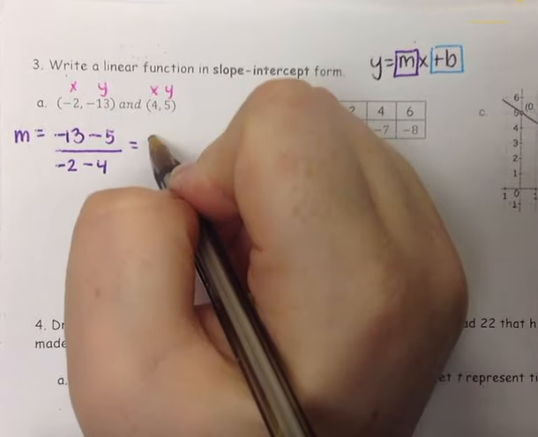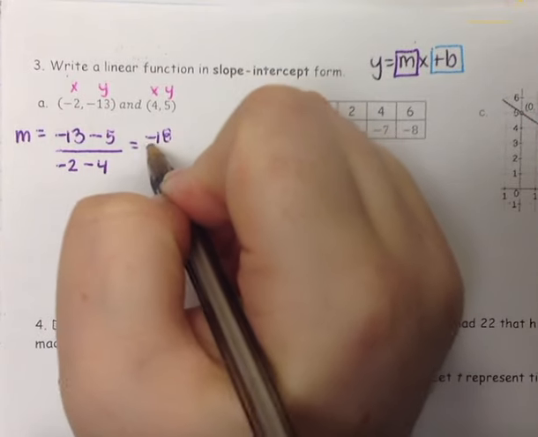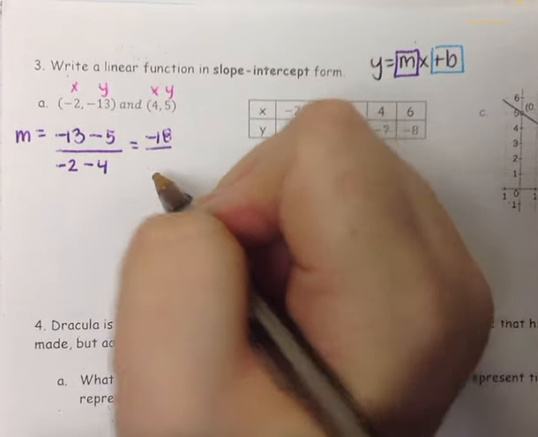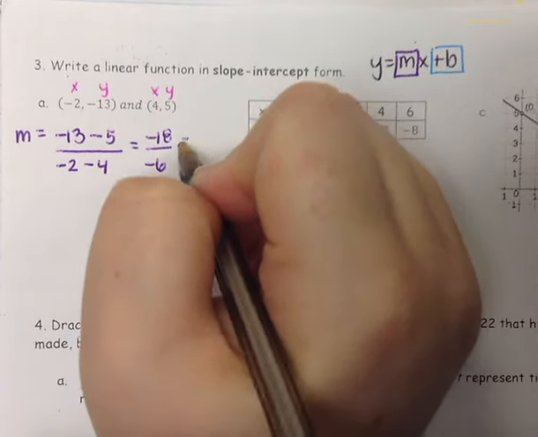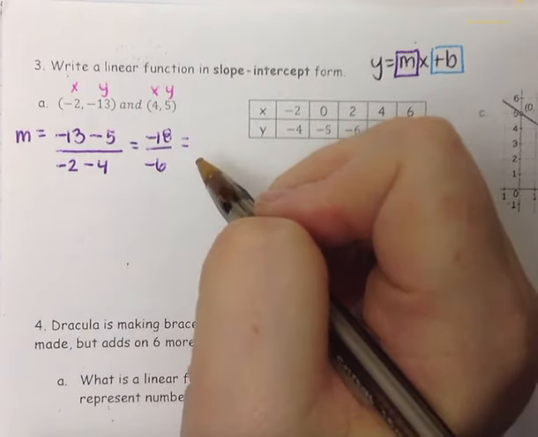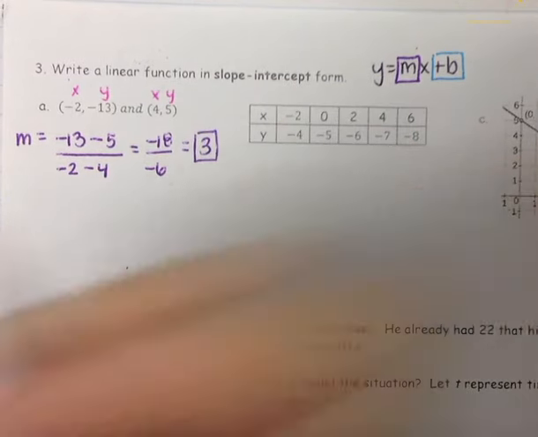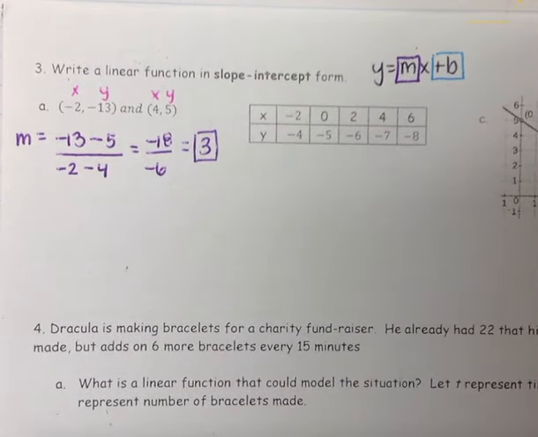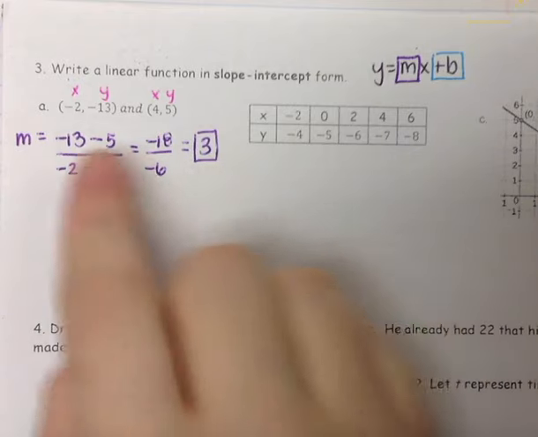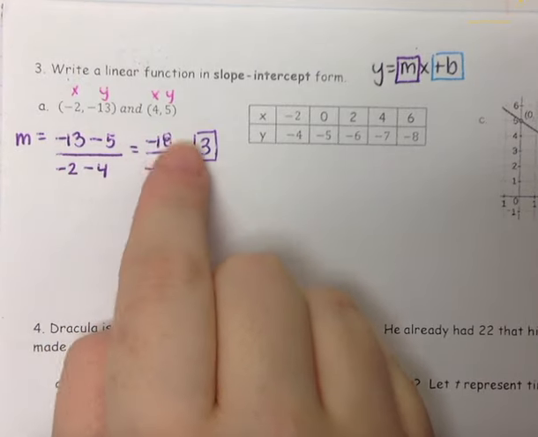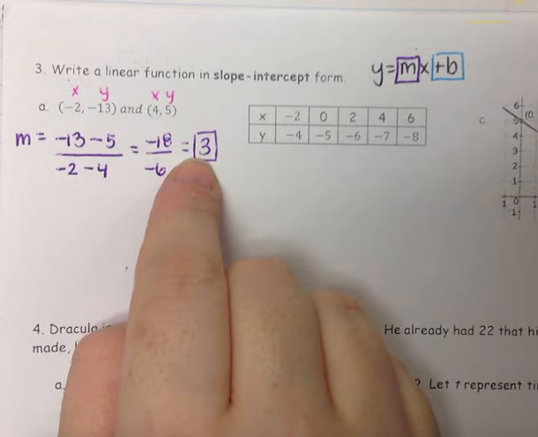Negative 13 minus 5 is negative 18 over negative 2 minus 4 is negative 6. If we simplify that, negative 18 over negative 6 is a positive 3. We now have our slope. Now that we have our slope, we want to find our y-intercept. Again, we are not given the y-intercept, so we have to use our slope to help us find it.